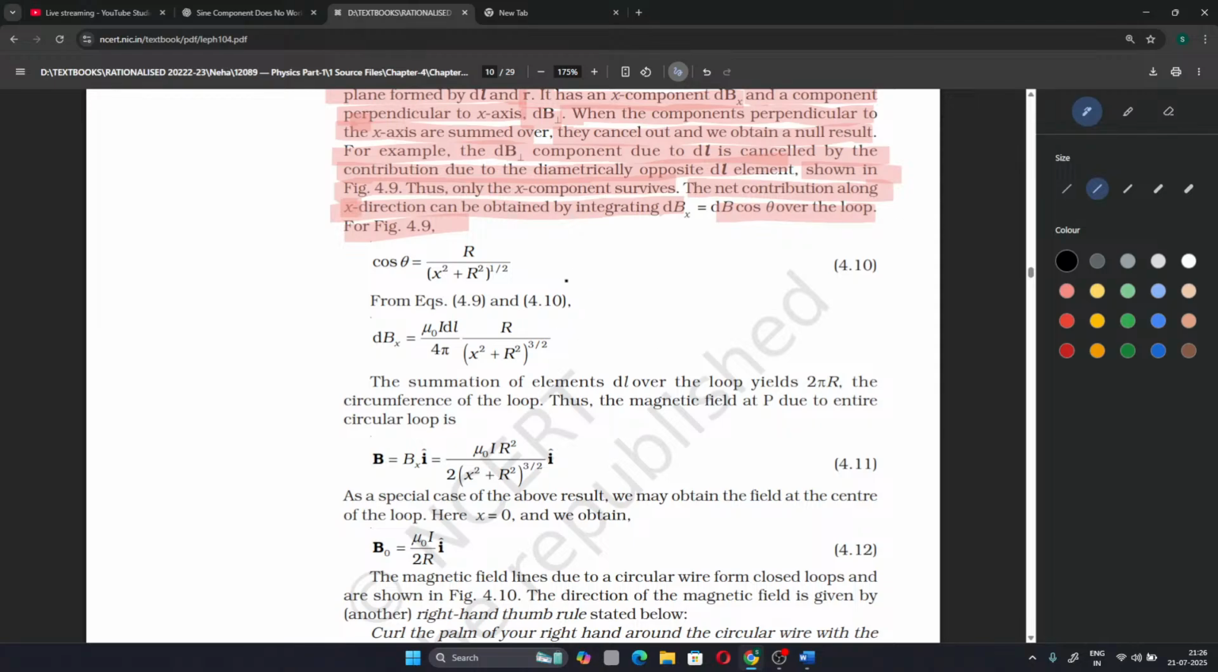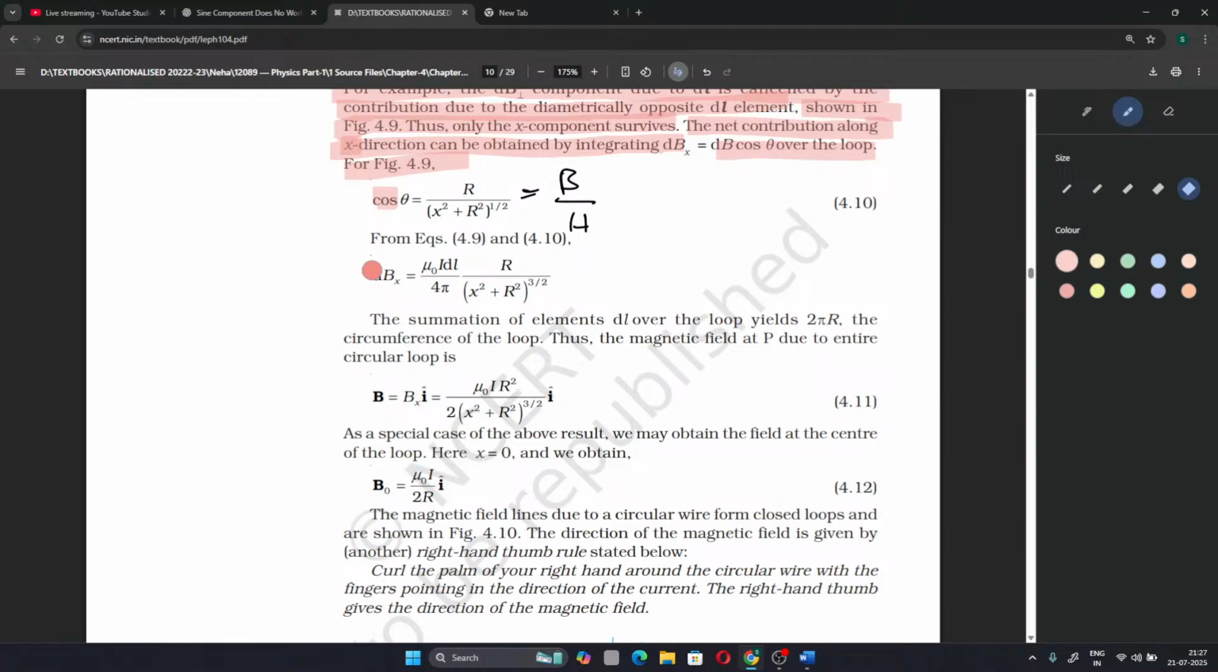Based on this we can integrate and get the total magnetic field, where cos theta equals base by hypotenuse, or adjacent by hypotenuse. The base is the radius, and the hypotenuse is the root of x square plus r square. From equations 4.9 and 4.10, in this formula for dBx we substitute mu naught I dl by 4 pi, over x square plus r square, to the power 3 by 2.